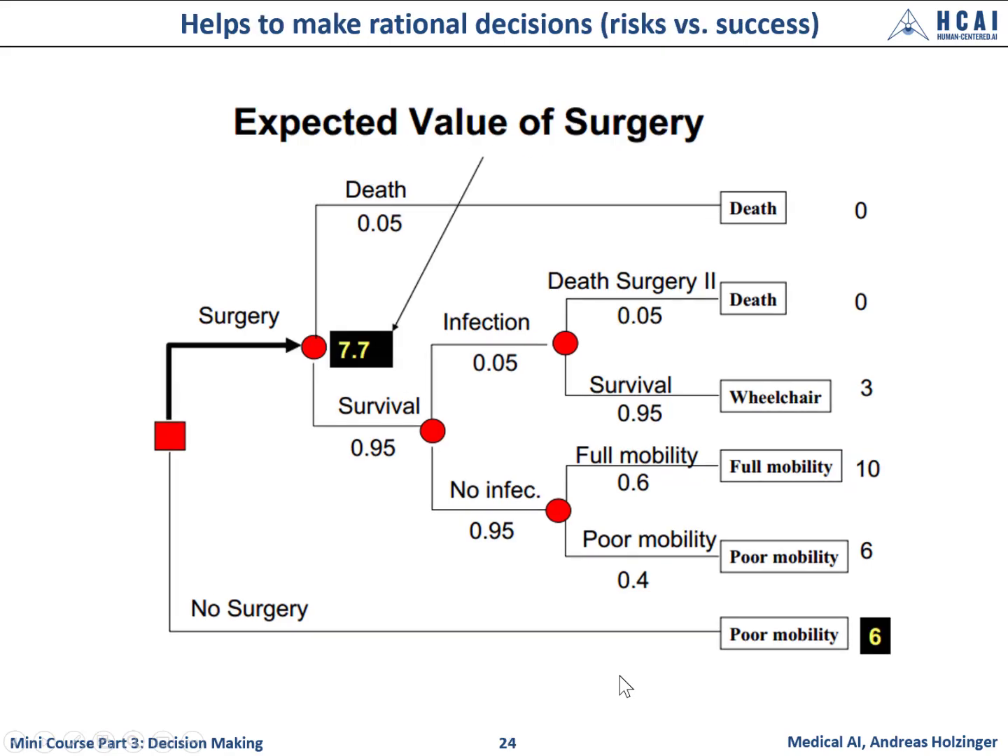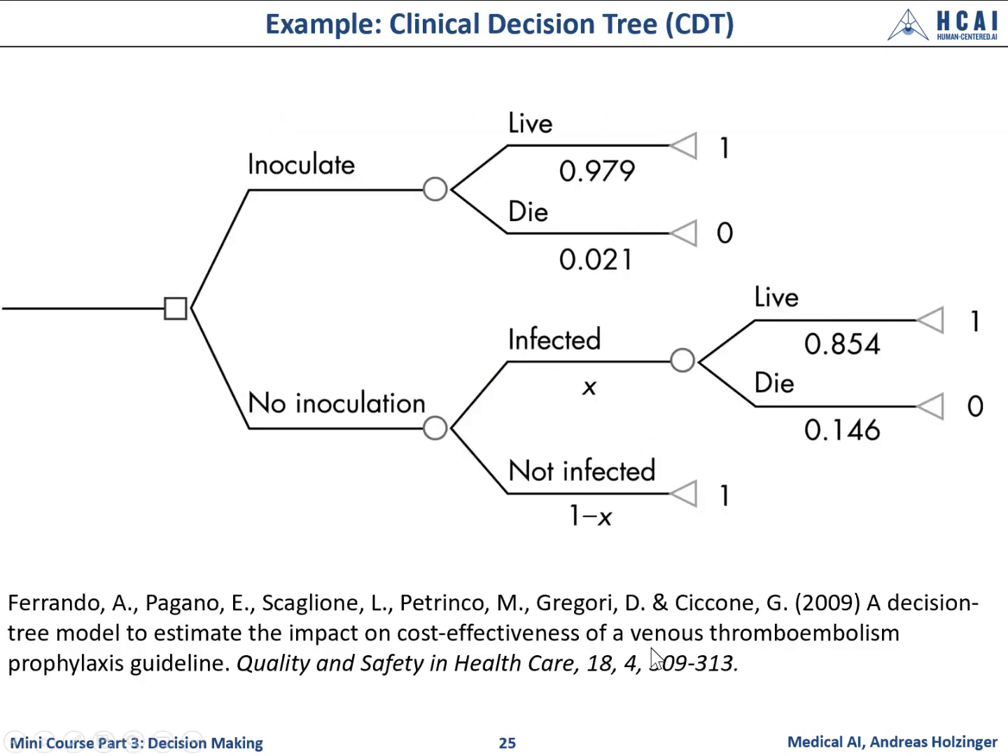So this is then the decision support now. This is the clear demonstration for these risks versus success. And this goes back to the expectation maximization strategy, which we will discuss in the slide after next. So this is just a further example for a clinical decision tree, just so that you see that this is still state of the art.